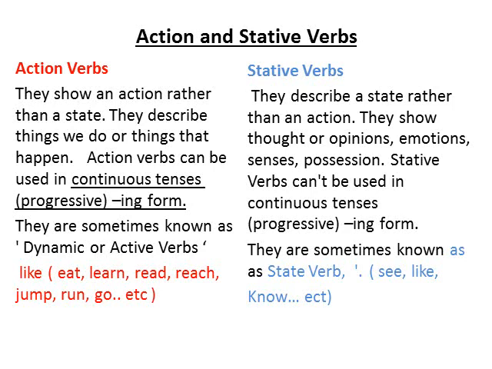حنبدأ ويا الأكشن verbs. What are the action verbs? They show an action rather than a state. They describe things we do or things that happen. Action verbs can be used in continuous tenses or progressive by adding the ing form. They are sometimes known as dynamic or active verbs. They are like eat, learn, read, reach, jump, run, go, etc.